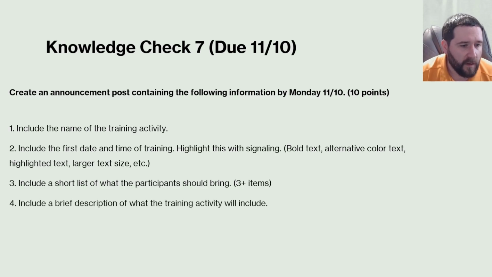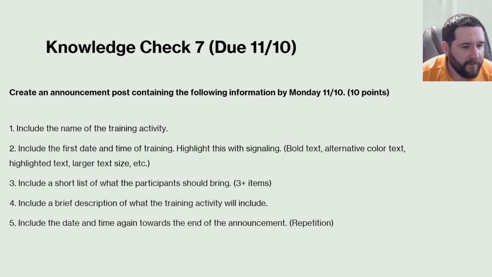Number 4, include a brief description of what the training activity will include. Okay, so whatever training activity you're working on as part of your ongoing projects, okay, we're basically writing an announcement for that, and we're letting our trainees know what that's going to look like. Okay, once again, trying to communicate those expectations ahead of time.